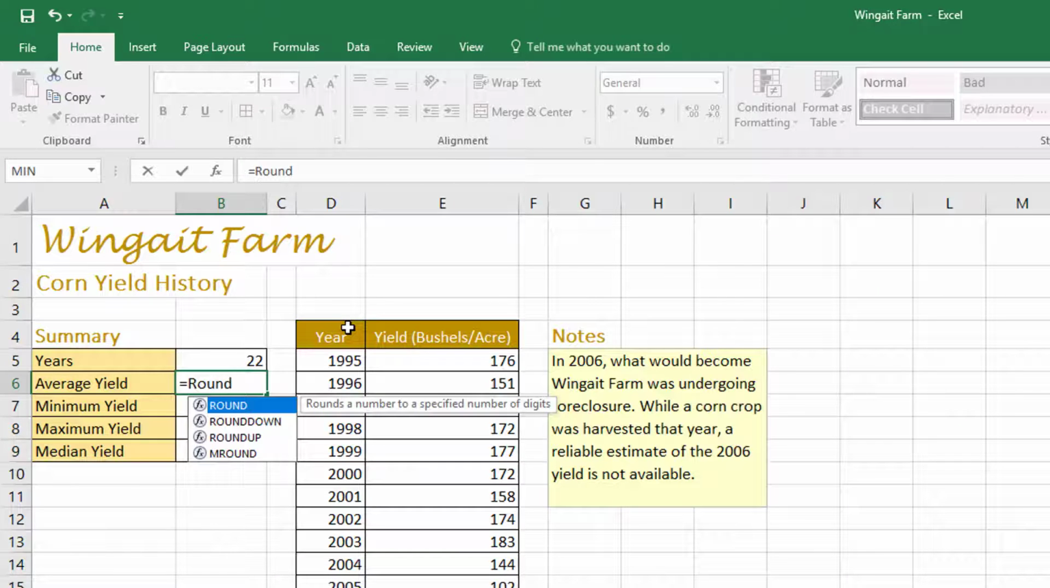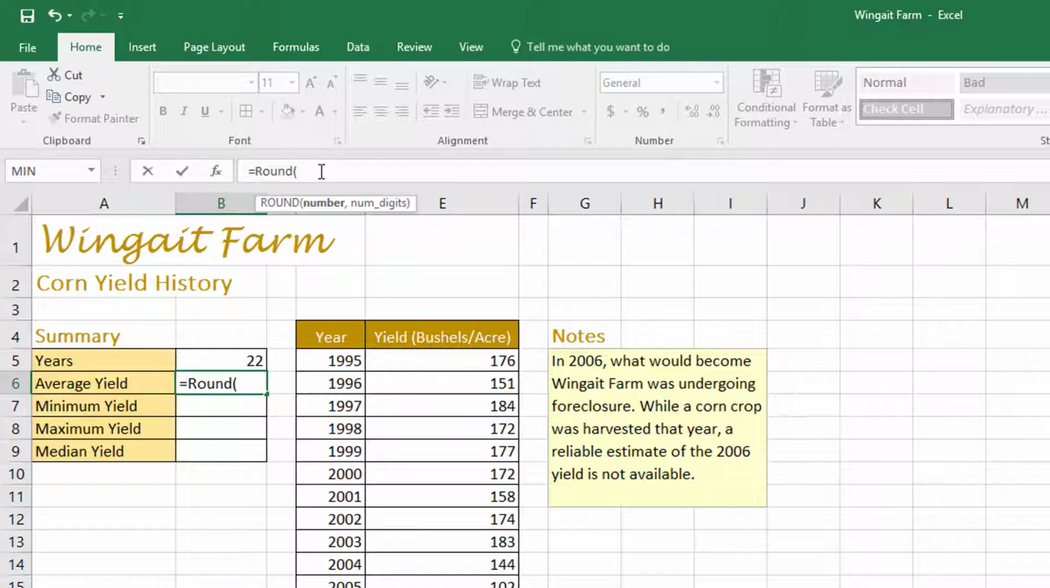This will help us when we're doing embedded IF functions later on. So ROUND, and then open that bracket. For the ROUND function, we need a number, and then we also need what you want to round it to, how many digits.